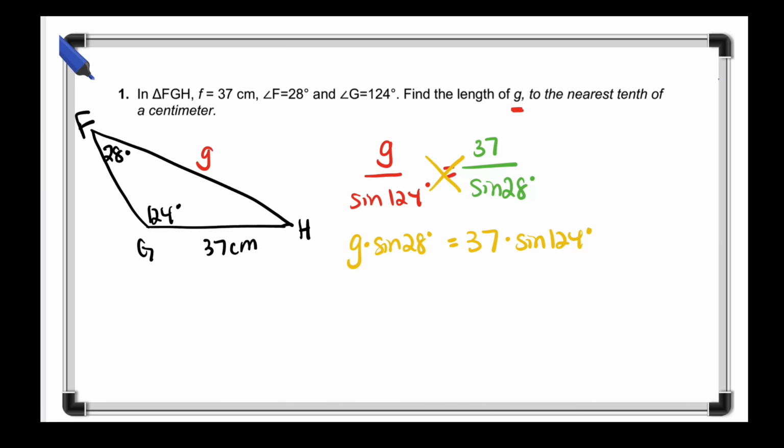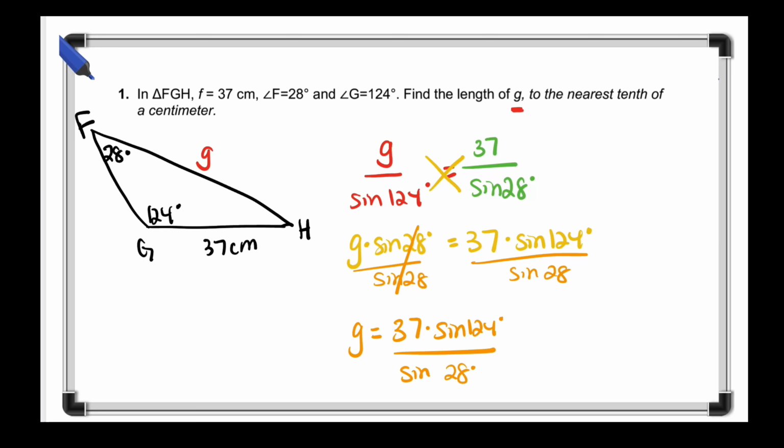Now, when we go ahead and solve for G, we're going to divide by the sine of 28. So I have side G is equal to 37 times the sine of 124 degrees all over the sine of 28 degrees. Here it is very important that you are in the degrees mode. So if you need to change it in your calculator, go to the mode button and then change to degrees. All right, now when we go ahead and find our side G, you're going to get 65.3 centimeters.